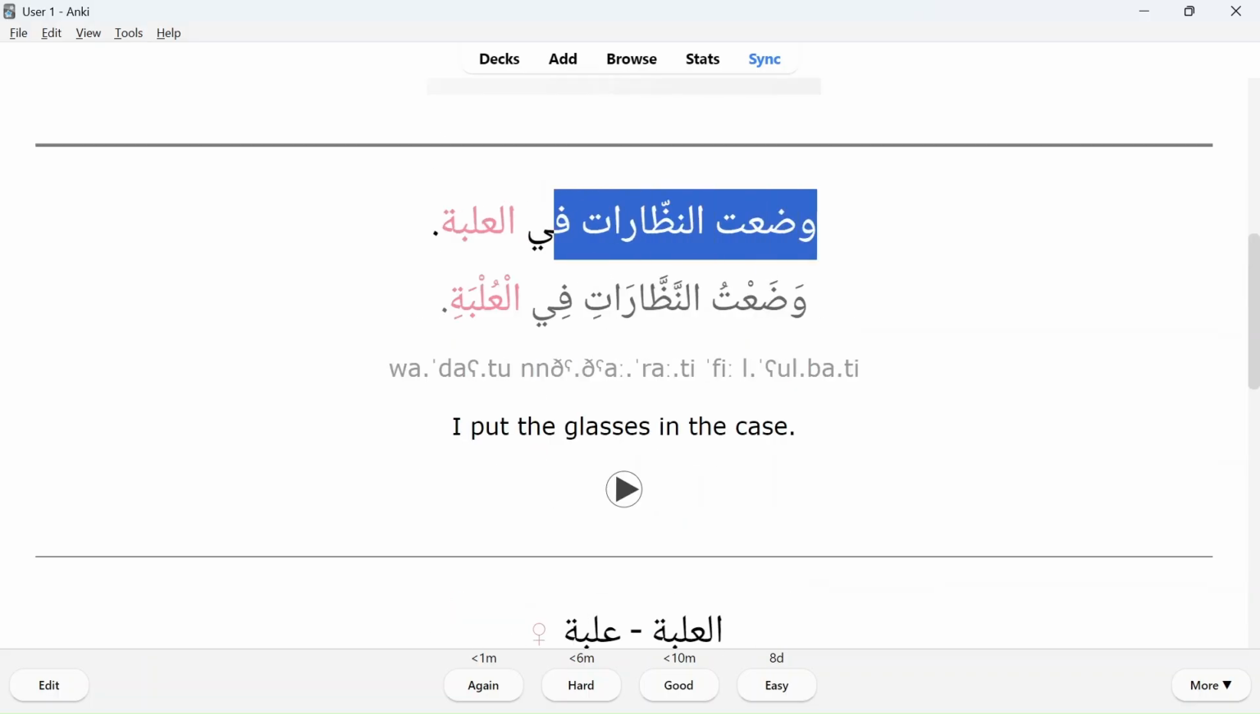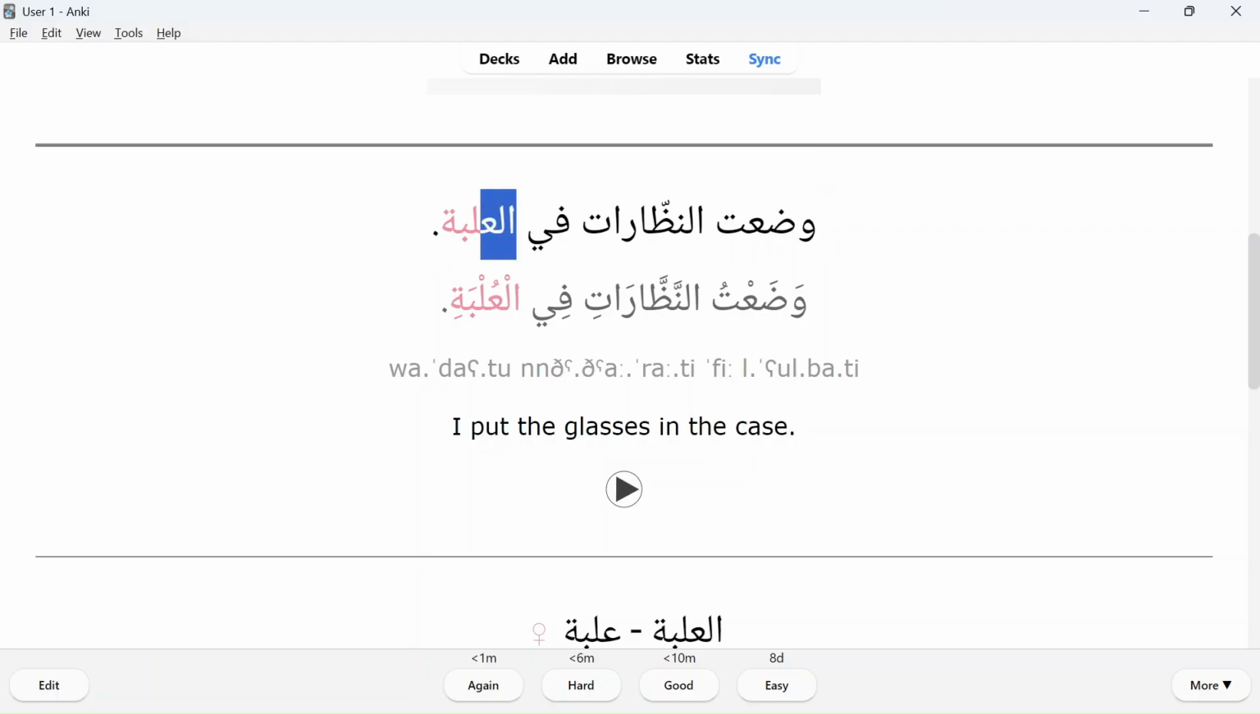You can tell that this is the answer sentence, and this is the word that we were looking for. But we see something very interesting over here. We see that the correct word is bolded and in the color pink. Now, why is it in the color pink? Well, because the word that we're looking for, or that we found already, is feminine.